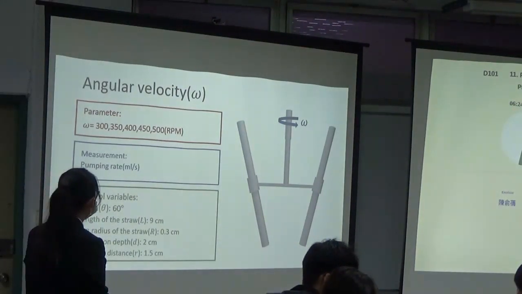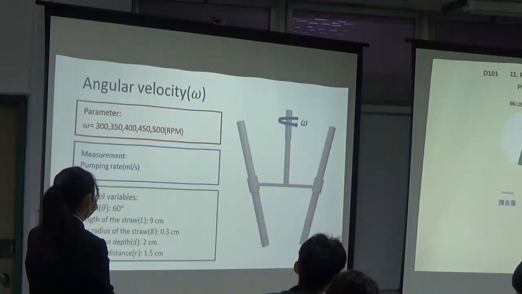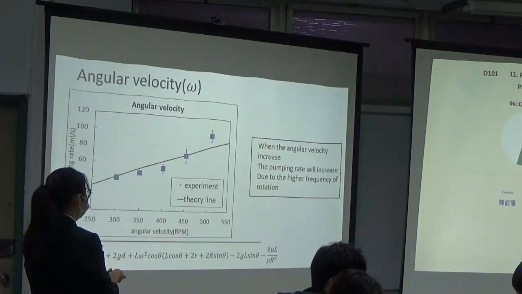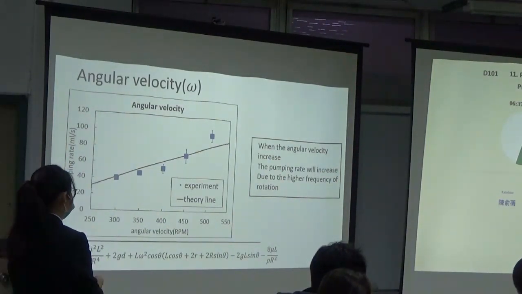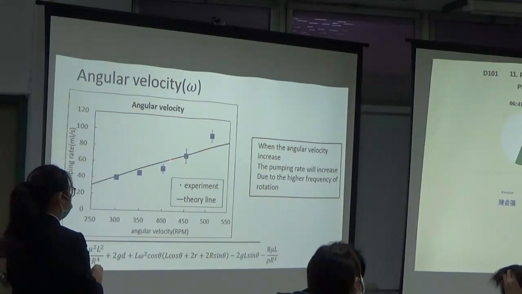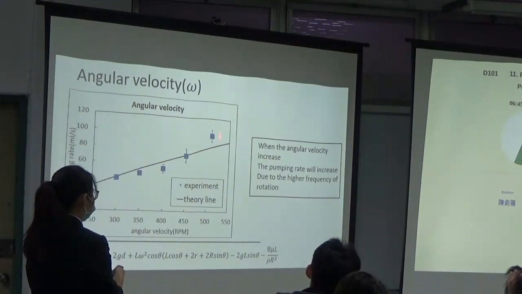For the angular velocity, in the chart, you can see that when the angular velocity increases, the pumping rate will increase due to the higher frequency of rotation. And also, this part of some deviation is also caused by the vortex or the perturbation that affects the water's velocity.